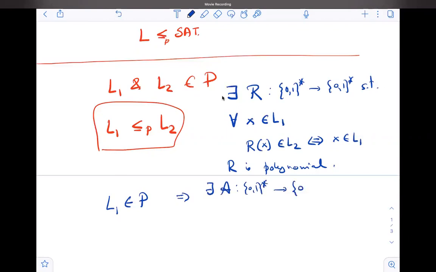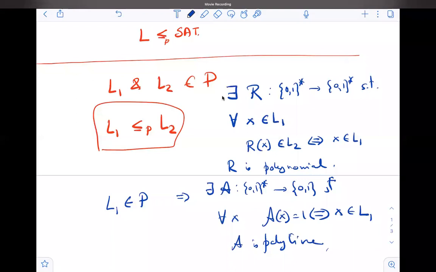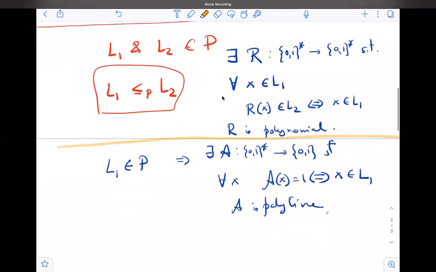So A maps to 0 and 1 such that for all x, A of x is 1 if and only if x belongs to L1, and A is polytime. Yes, sir. Maybe I should use a different color here. The top one is a reduction, the second one is the question of what it means to be in P. So I already have an algorithm, right? What is the natural algorithm that I can do? How will I get an R from A?